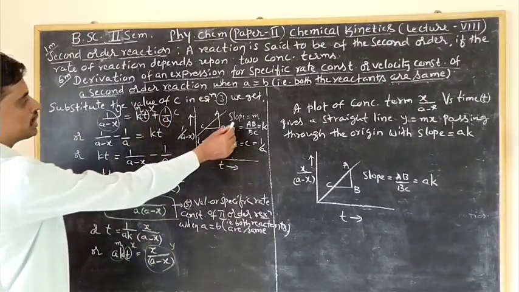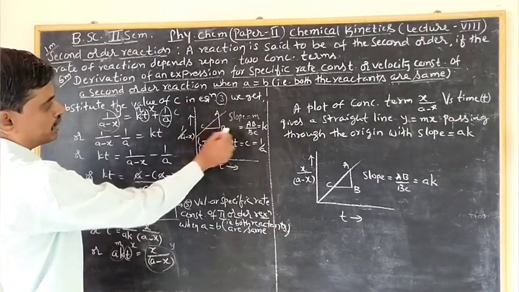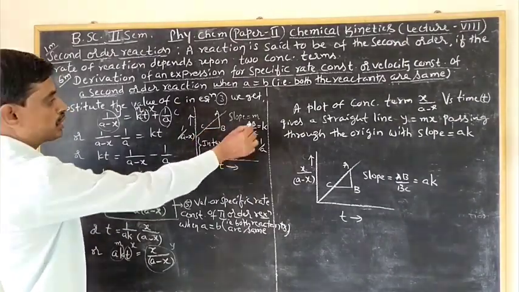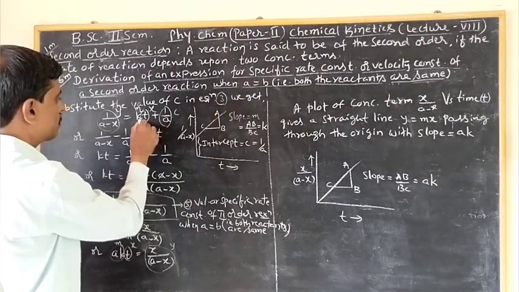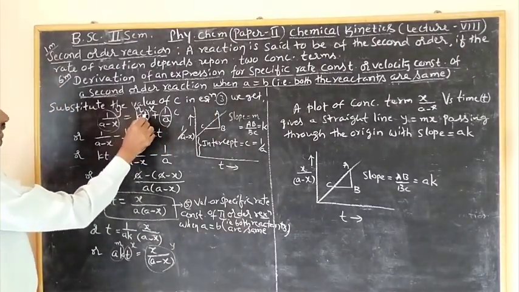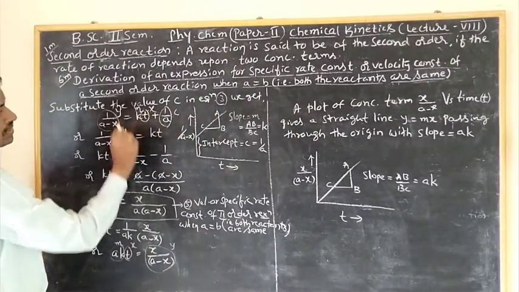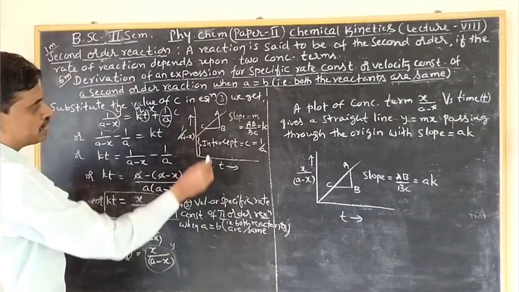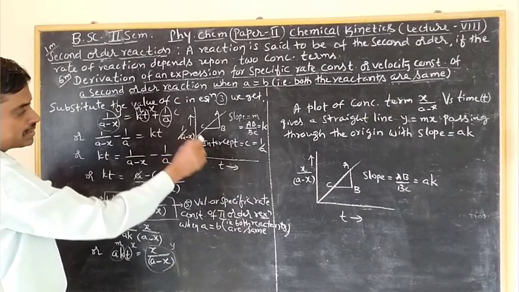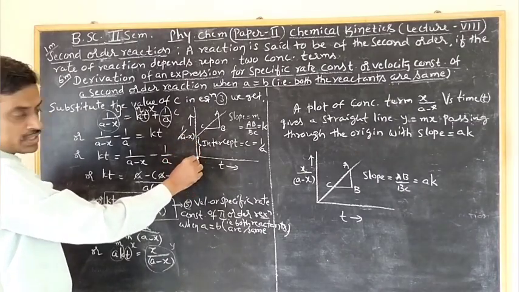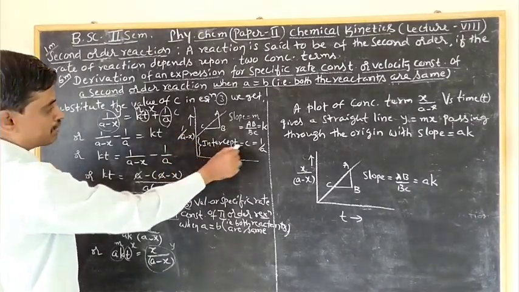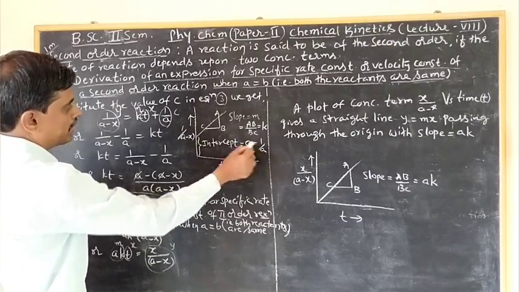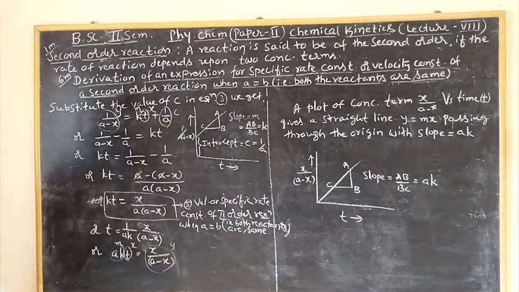In this way, the slope is equal to AB by BC. You know that slope is equal to tan theta, which is AB by BC, and according to this equation it is k, because it goes along with t on the x-axis. The intercept is equal to c, which is 1/A. Intercept means the distance from the origin to where the straight line cuts the axis. So this is a form of straight line.